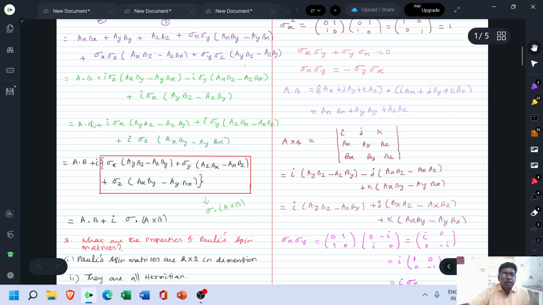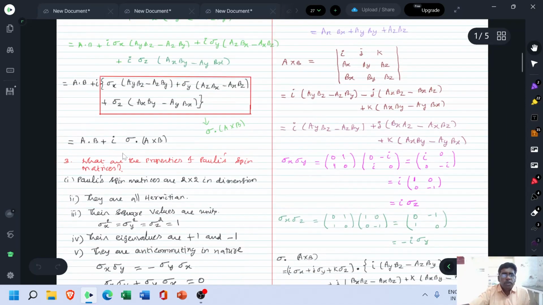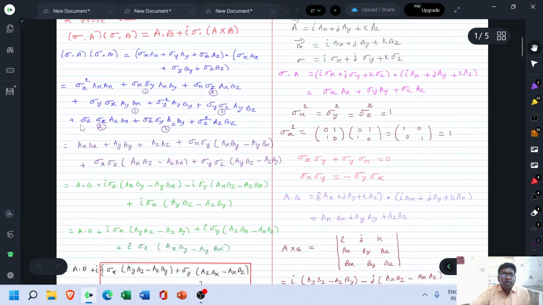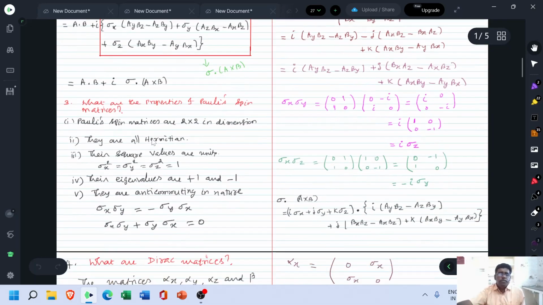Here a dot b is written as such. Take this I outside. Then the rest of the terms, sigma x into this quantity plus sigma y into this quantity plus sigma z into this quantity is sigma dot a cross b. This is the value of sigma dot a cross b. Therefore, the value of sigma dot a into sigma dot b equal to a dot b plus I sigma dot a cross b. Just we have proved.